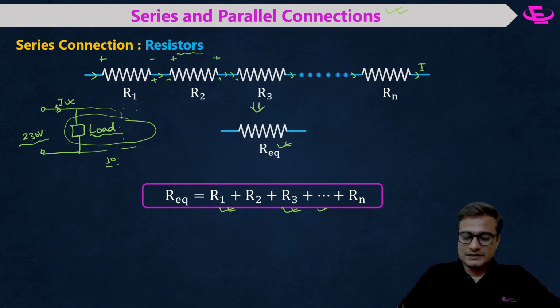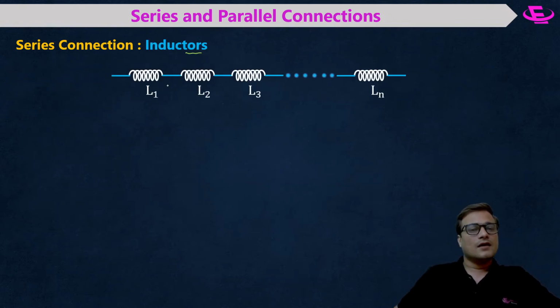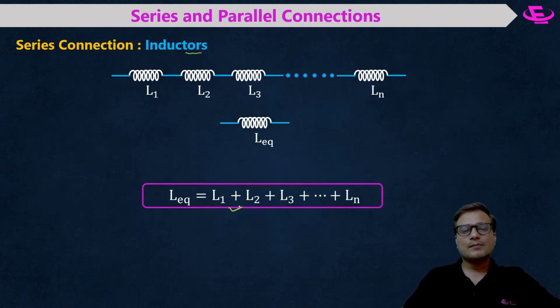So now let us see series connection of inductors. It is similar to resistors. You can see L equivalent will be equal to L1 plus L2 up to Ln. Why? Because you know inductive reactance XL is equal to omega into L. So here, if you sum all the reactances, it will become omega L equivalent equal to omega L1 plus omega L2 up to omega Ln. So from here you can write L equivalent.